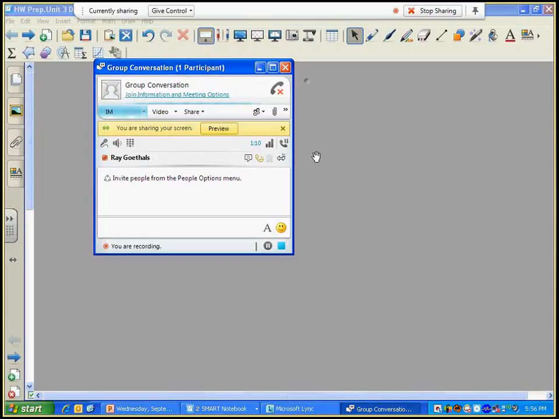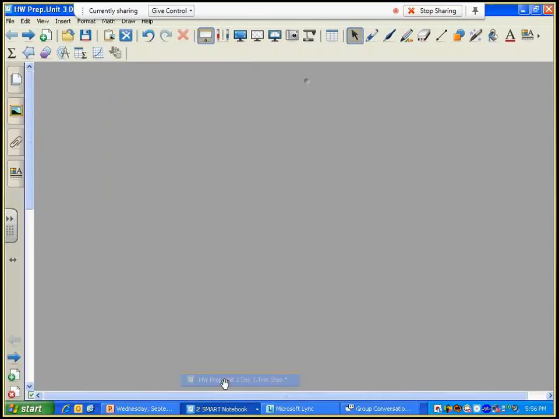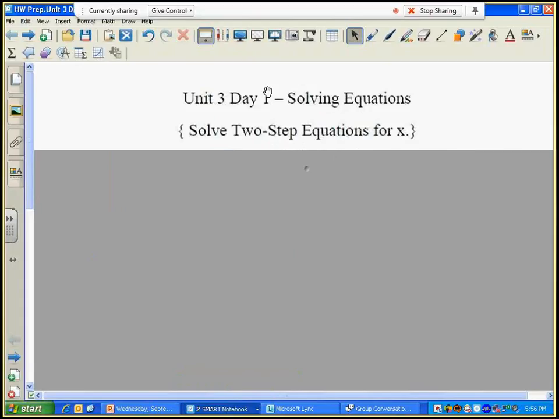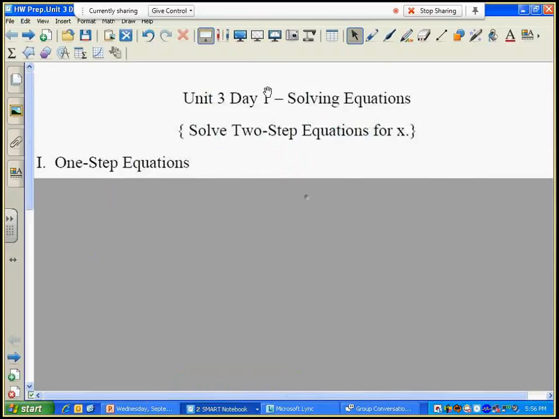All right, let's tackle Unit 3, Day 1, solving equations. At the very top, if you would write down your learning objective. We're going to solve two-step equations for x. First, I want to tackle some one-step equations.